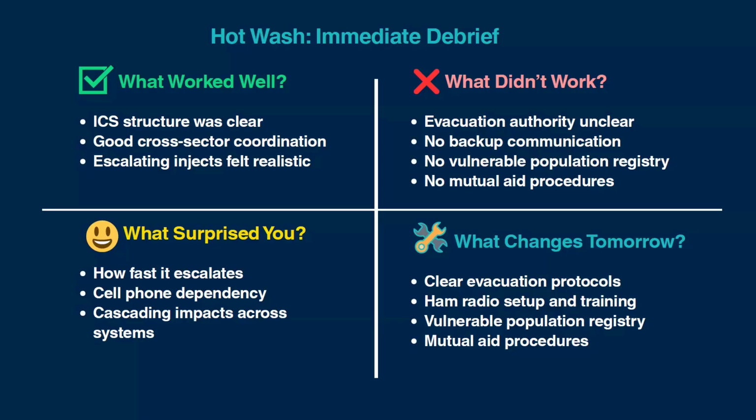What surprised you? How fast this can escalate. How dependent are we on cell phones and electricity. What will you change tomorrow? Write a clear evacuation triggers and authority. Get ham radios. Create a vulnerable population list. The facilitator records everything. This becomes the after action report.